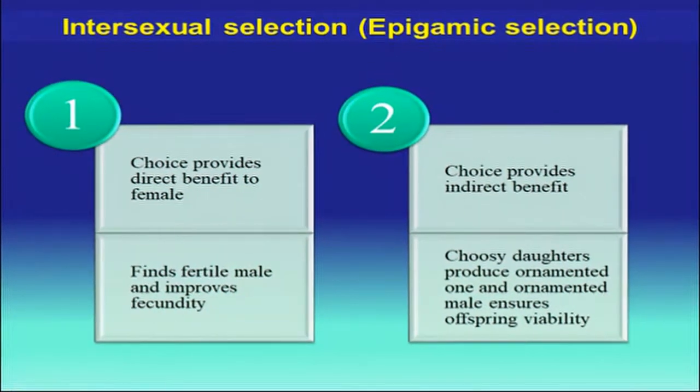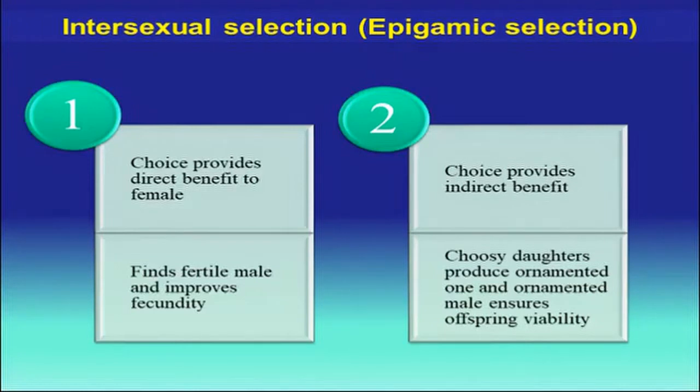So epigamic selection, as you know, is an intersexual selection, a competition or selection of one sex by the other sex. This provides direct benefit to the female because the female tries to select a better male, and there is a reason. This term, better male, can be explained in terms of health, in terms of resources, in terms of protection. So in different ways this term can be explained.